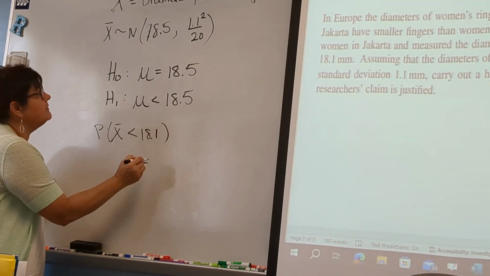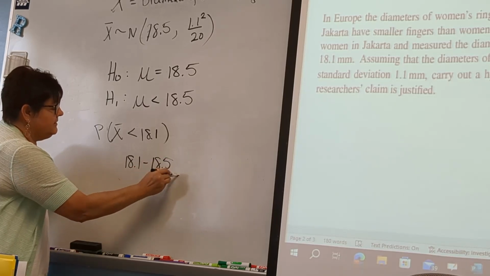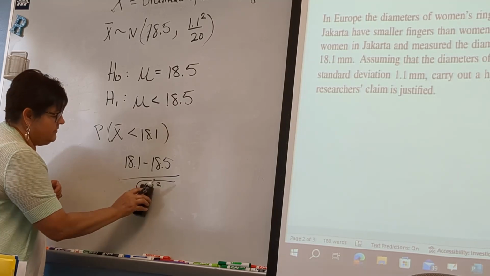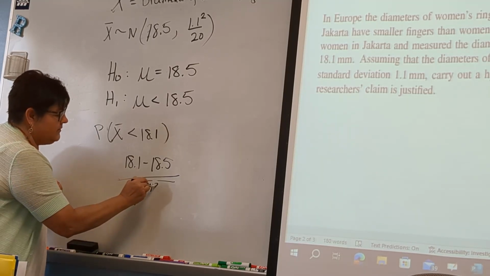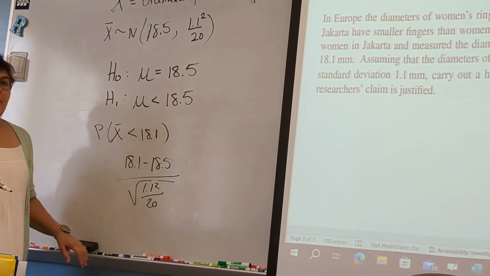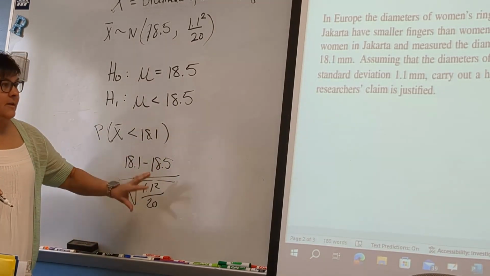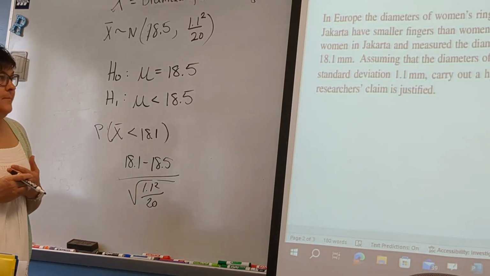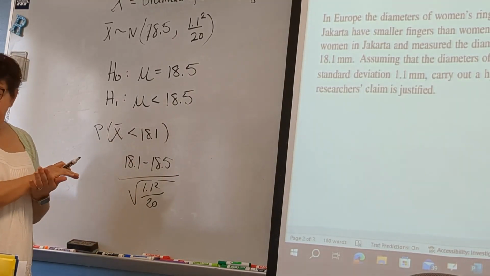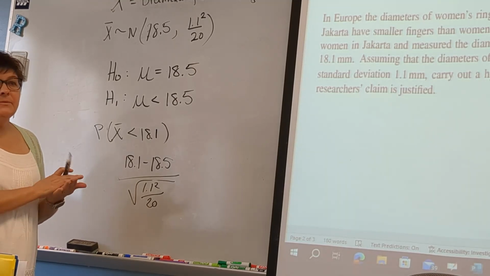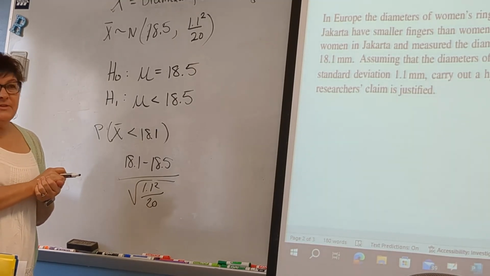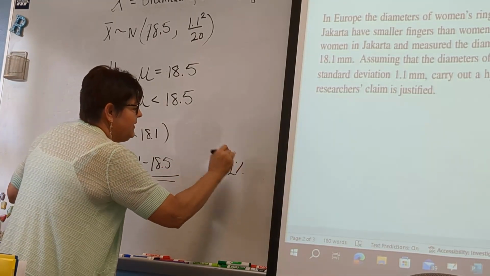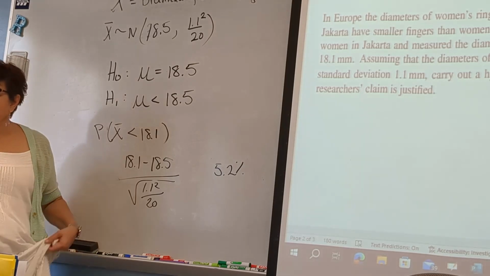18.1 minus 18.5 divided by the square root of 1.1 squared divided by 20. Okay, after all your number crunching, what do we get for our number? Like when all is said and done. 0.0152, is that what everybody got? 5.2%. So when all is said and done, 5.2%. Does everybody get that for their answer?